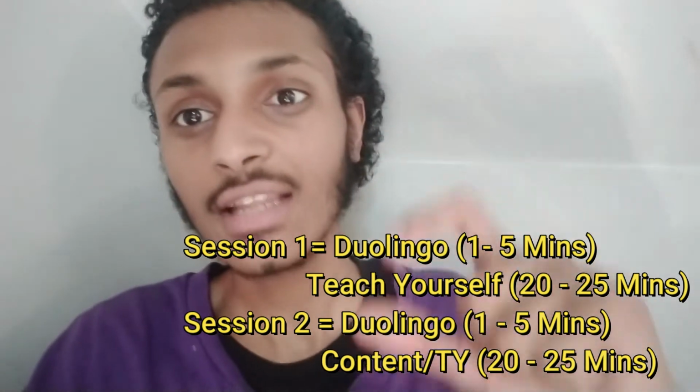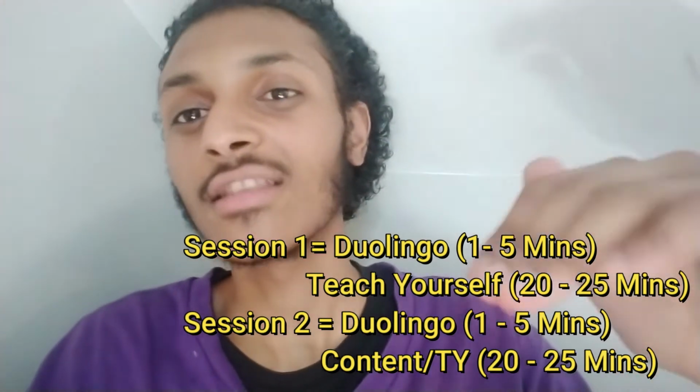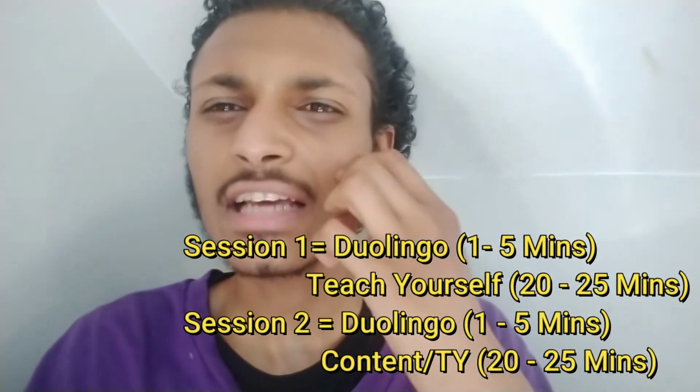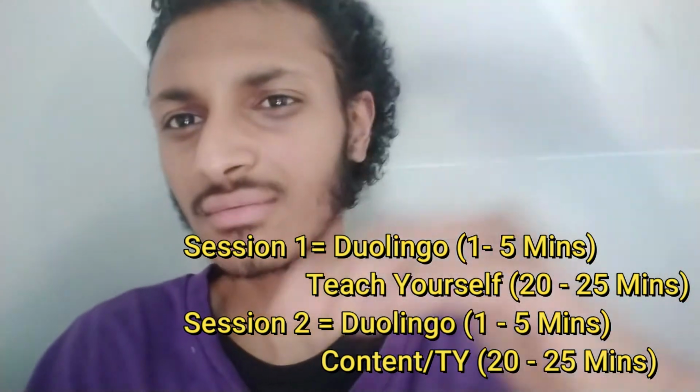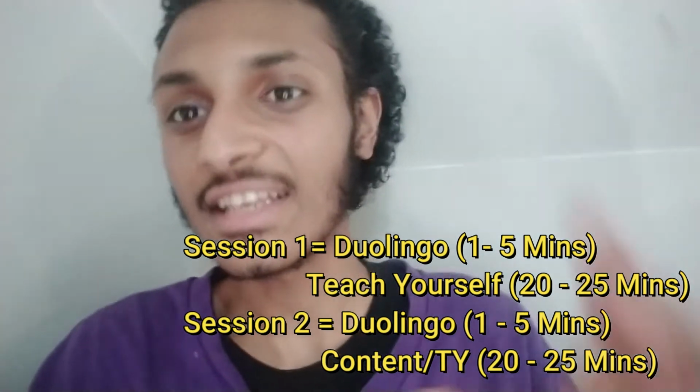That's the first session. Then the second session was 1 to 3, 4, or 5 minutes of Duolingo, and then the 20 to 25 minutes was the content. So it was Kiswahili Kwa Komputa. I think the last week I might have done them both, Teach Yourself alongside Duolingo, just to finish Teach Yourself as fast as possible. But yeah, that's basically it.